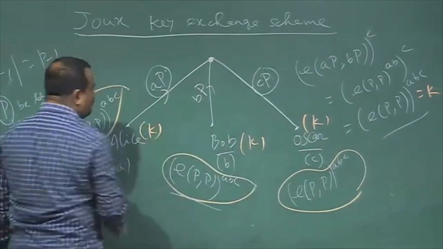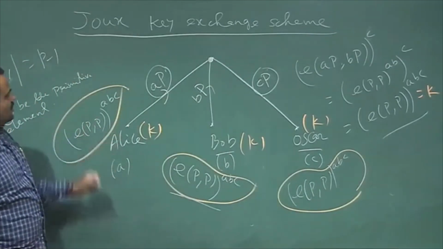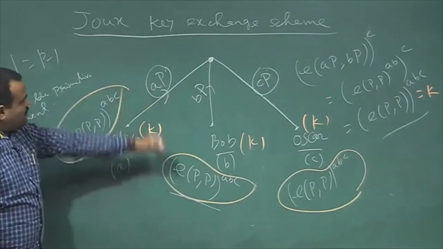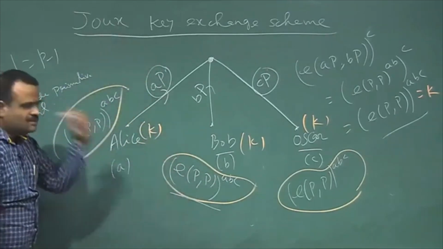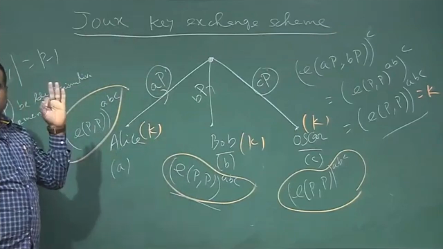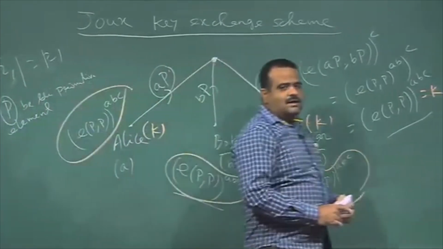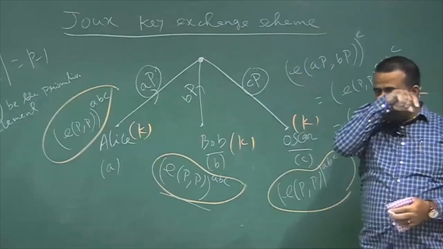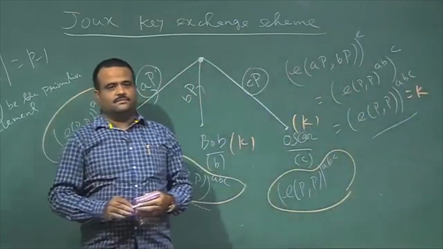This is just a one-round communication. Alice sends aP, Bob sends bP, Oscar sends cP, and then by computing this, they agree on the common key k. Once they have the key k, they can securely communicate over the public channel using symmetric key encryption.